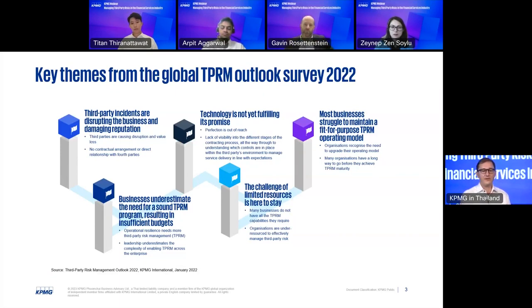But with that increased number of third parties, the risk profile of the organization is also evolving and changing. And that's where third-party risk management really comes into the picture in order to help the organization manage that changing environment in such a way that the risks will not cause significant adverse impacts on the organization.